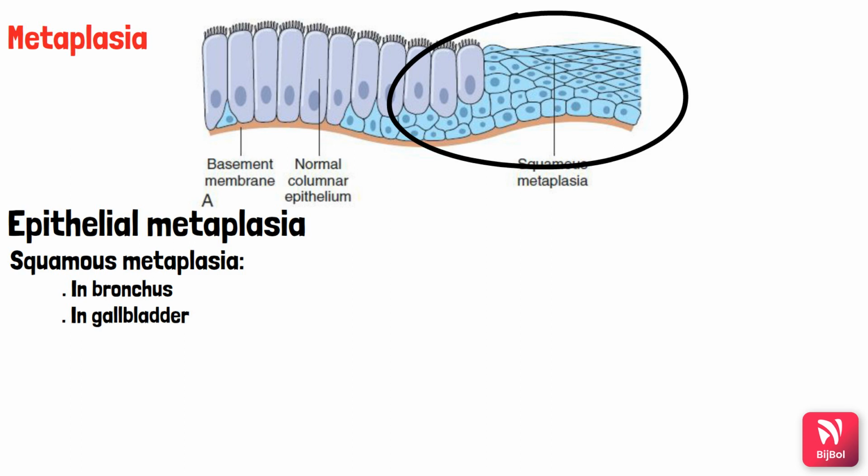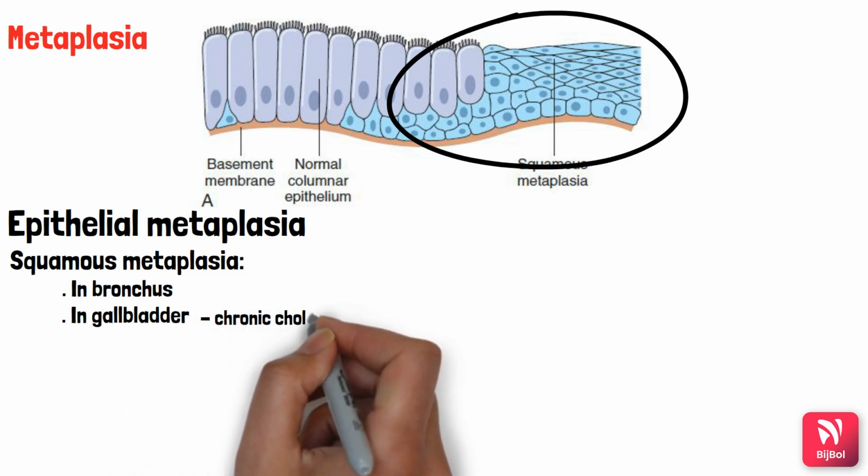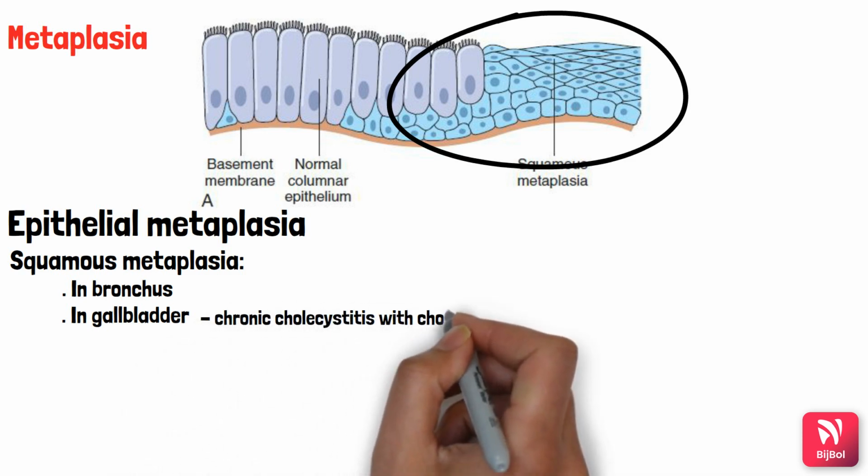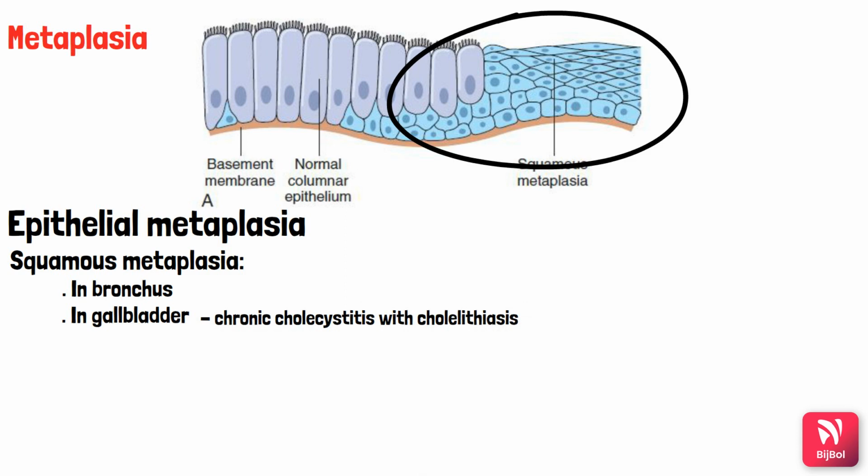Even in the gallbladder, if there is stone formation, calculi formation, that is in case of chronic cholecystitis or cholelithiasis, the simple columnar epithelium will undergo metaplasia to stratified squamous epithelium as a protective mechanism.